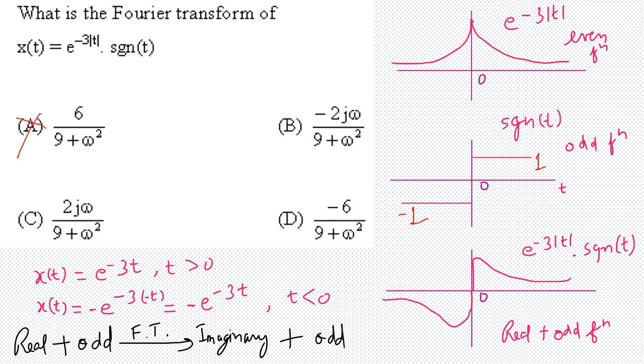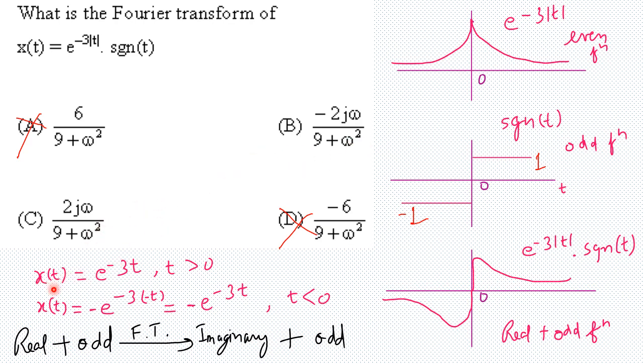Now B, you can see it's an odd function, so it can be an answer. C also can be one possibility, but D is again an even function, so this is not going to be the answer. So option B or option C are among the possible answers. We have to choose between these two. That can be done by actually integrating and finding the Fourier transform.